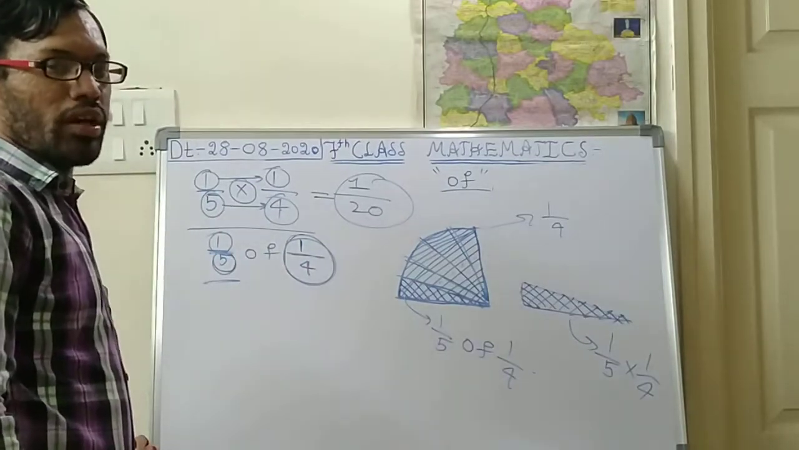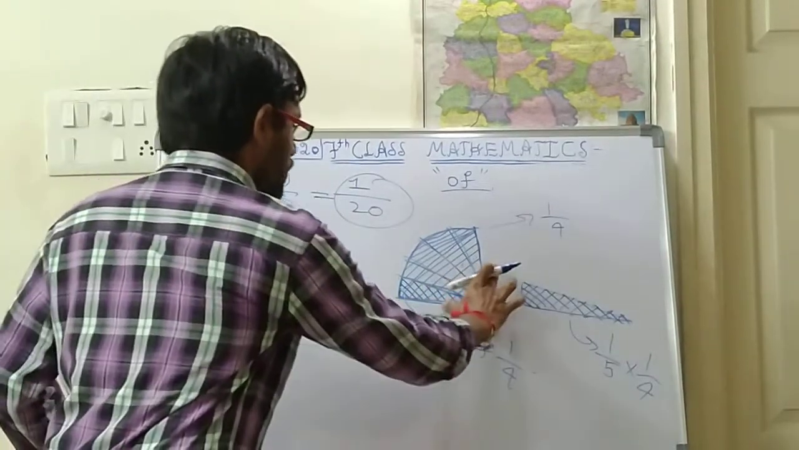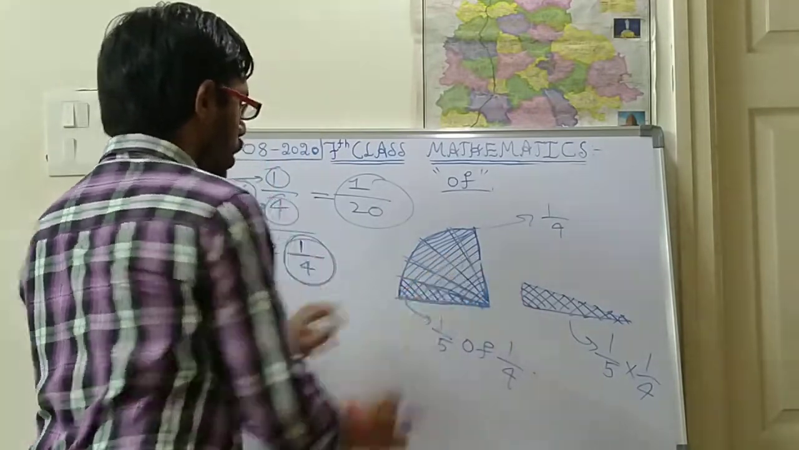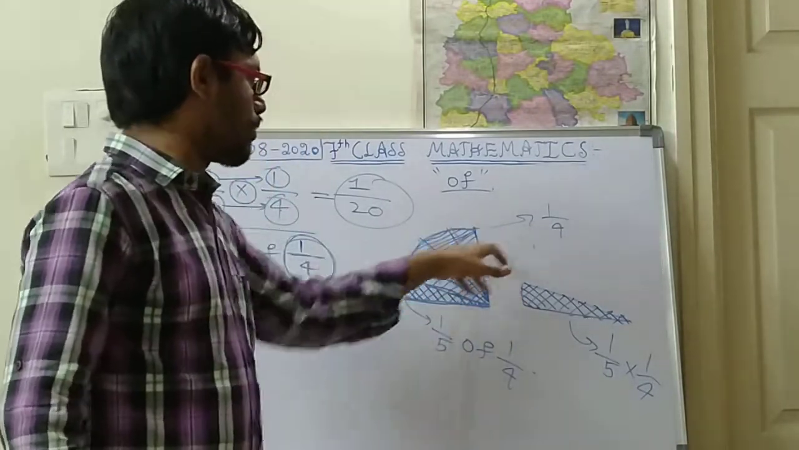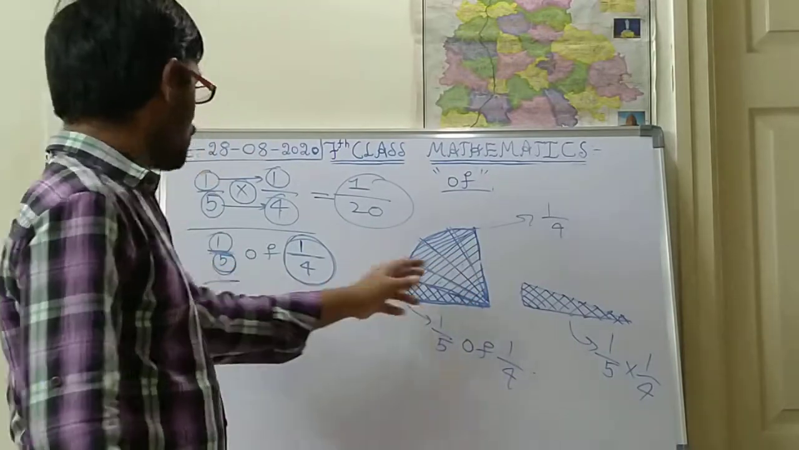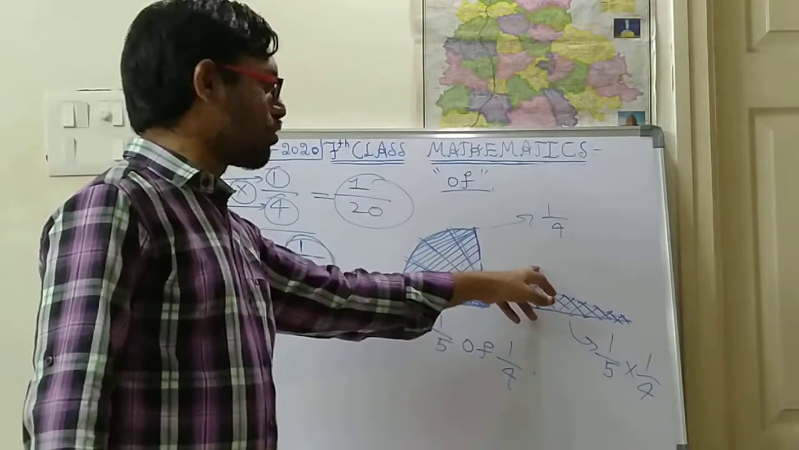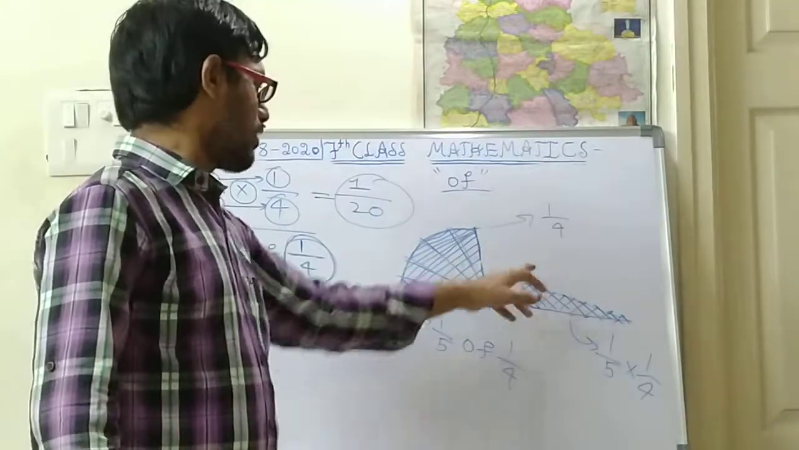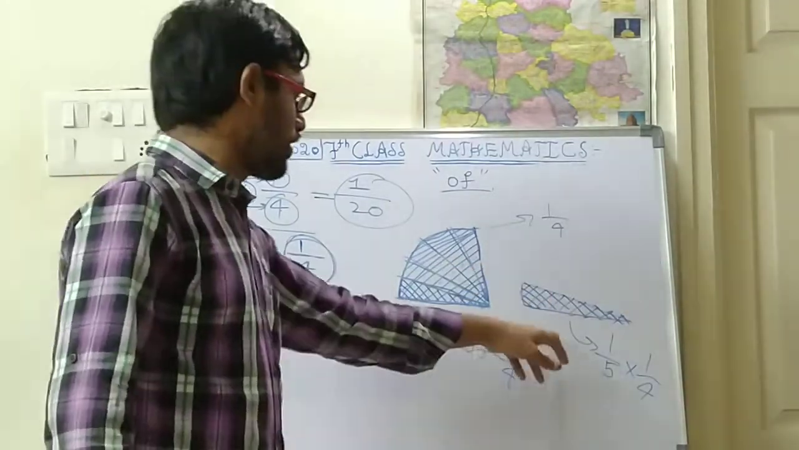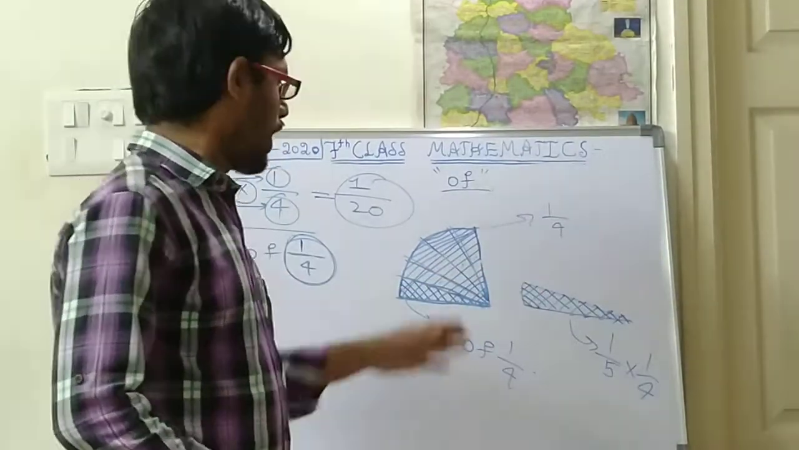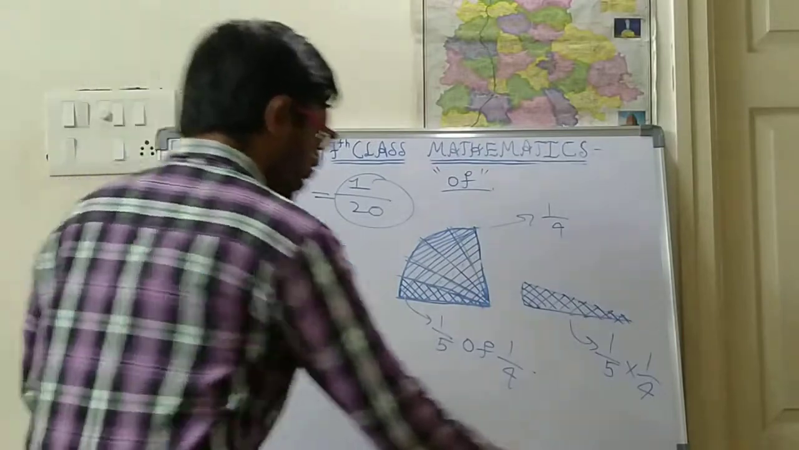1 by 20. Okay. So in this one part, how many parts have I made? 5 parts. In one part I have made 5 parts. In two parts, 10. In 3 parts, 15. In 4 parts, 20. So totally how many parts can I divide into? Now I will draw.